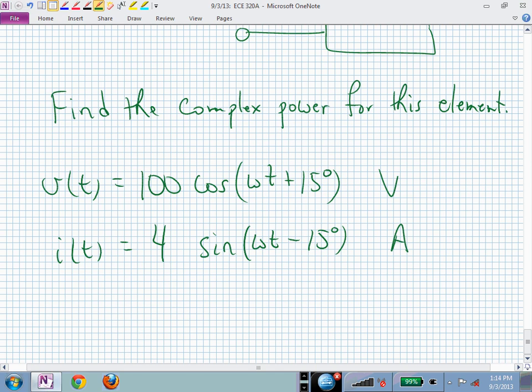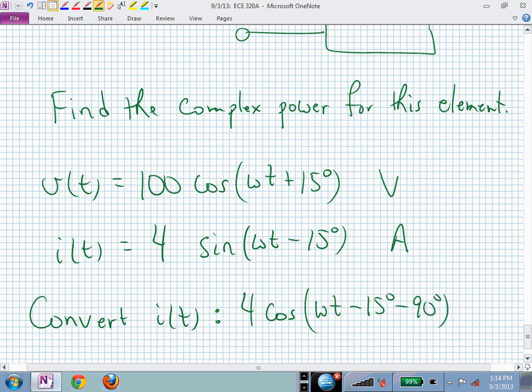Let's convert this current into a cosine, which doesn't change the magnitude, it doesn't change the frequency, but what does it do? Do you remember? Sine of x is cosine of x minus 90. You can verify that by one of your appendix formulas if you want. Yes. Pardon?